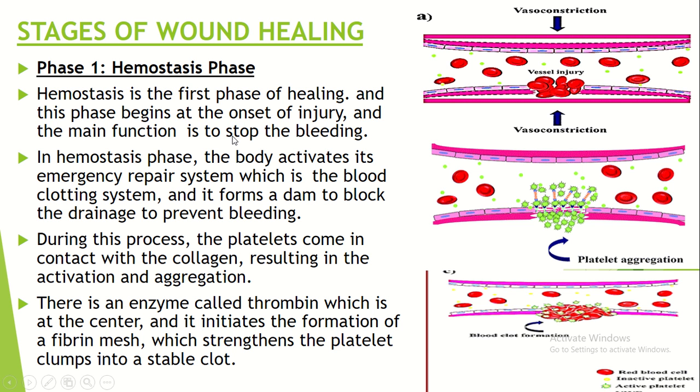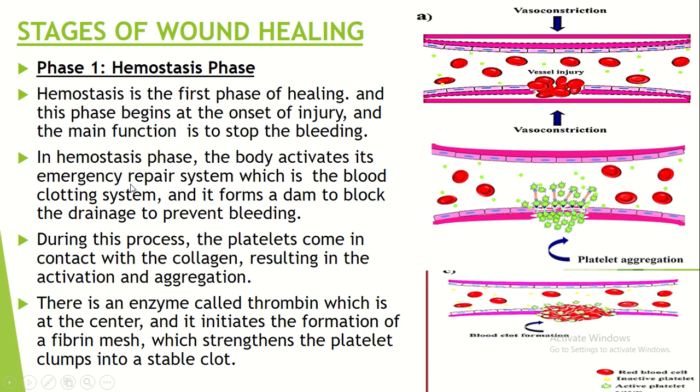So what happens immediately when we have a wound? For example, we have a cut in a hand or finger. At that time, bleeding occurs. So what happens in hemostasis? First, the bleeding is stopped. In the hemostasis phase, the body activates its emergency repair system, which is the blood clotting system, and it forms a dam to block the drainage and prevent the bleeding.